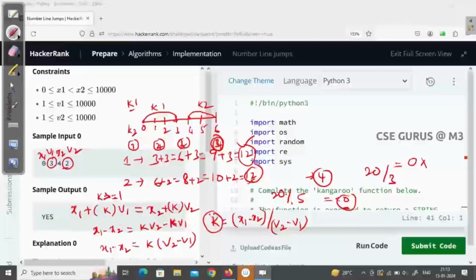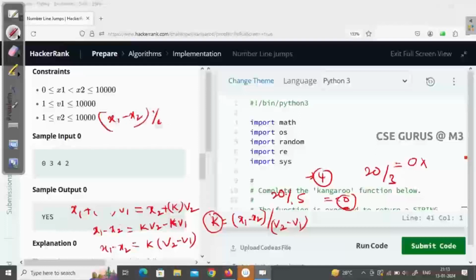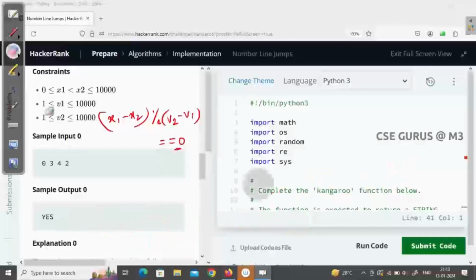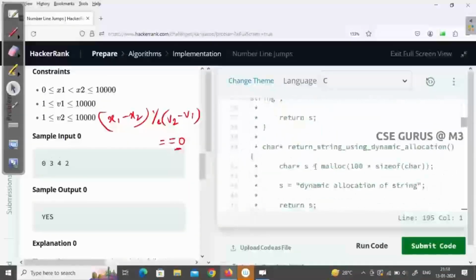So that's what I'll write. The conclusive condition here is: x1 minus x2, with the remainder taken by v2 minus v1, double equals 0, then I can say yes. Is it always? No. That I'll also write. If you get the formula, if you get the analysis like this, the answer will become very easy.